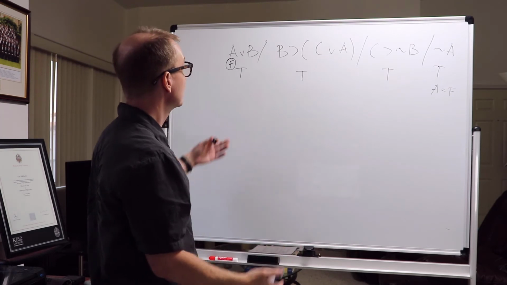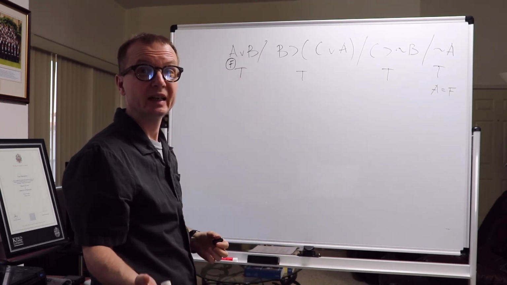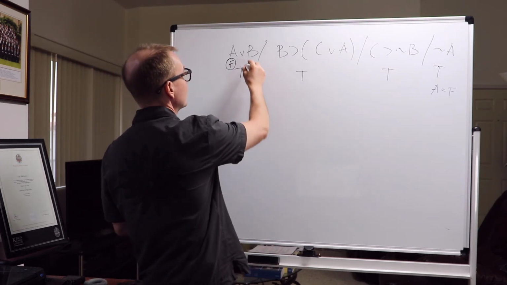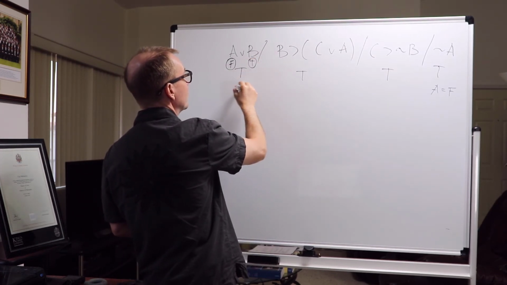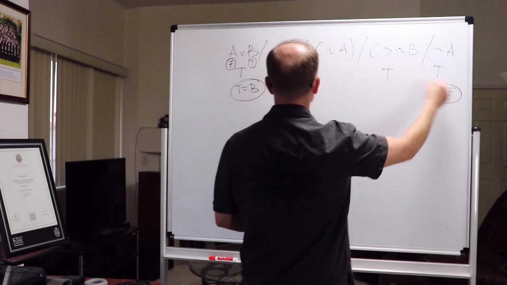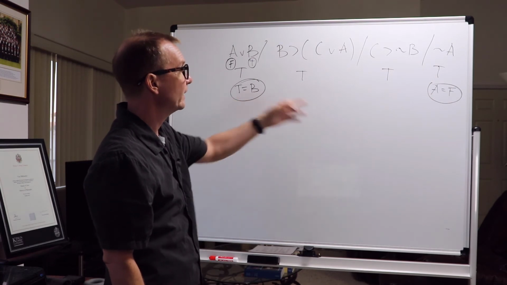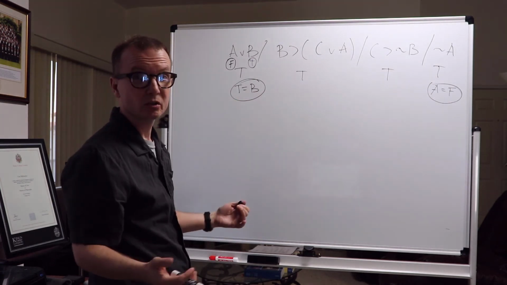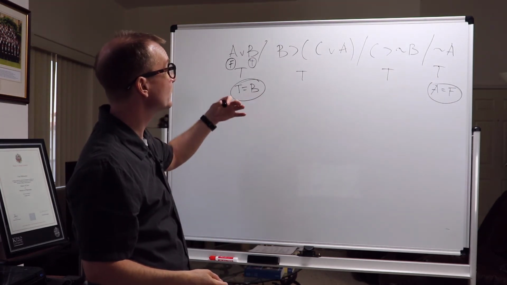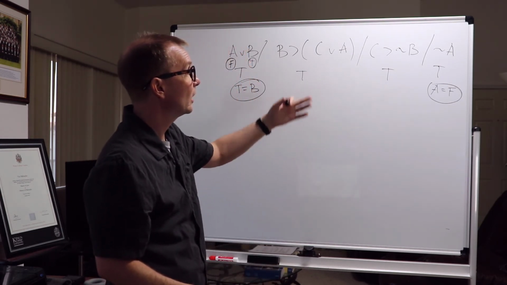I mean, look at it. In order for the whole thing to be true, if A is false, what does B have to be? Well, clearly it would have to be true. So we found another value. B has to be true, A has to be false. Otherwise, it's not going to work. Now let's try to plug it in here and see how that works.